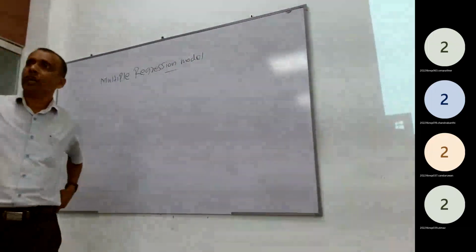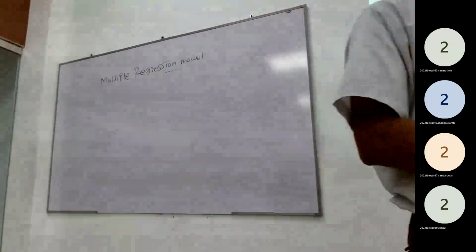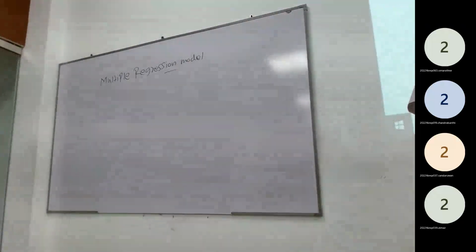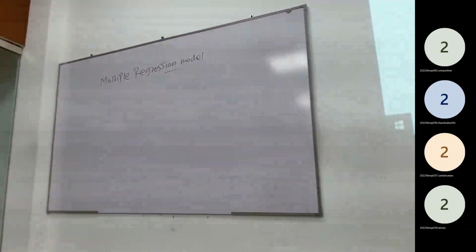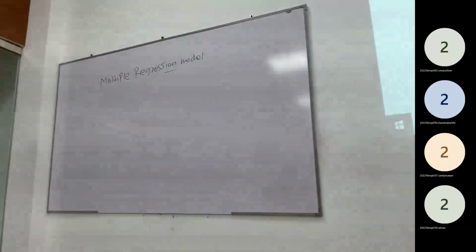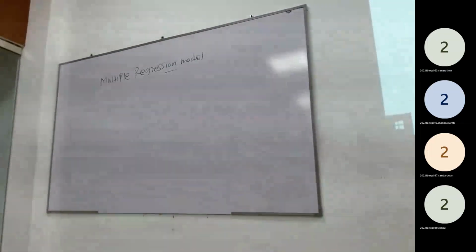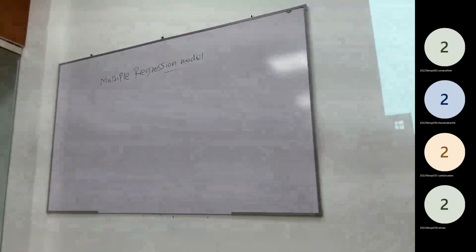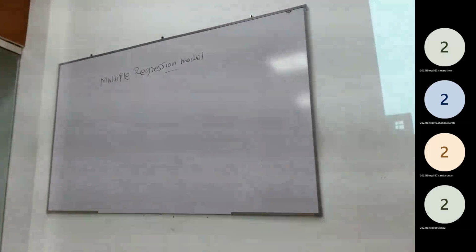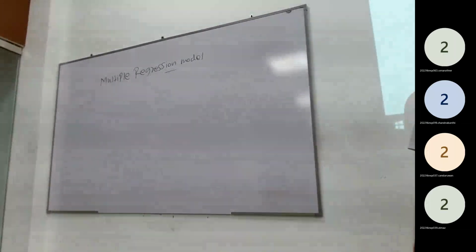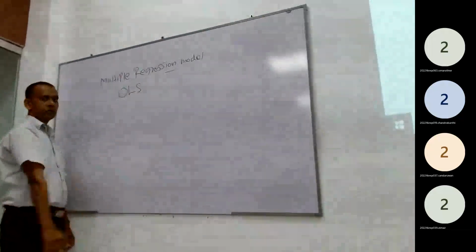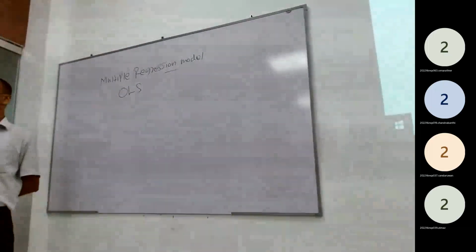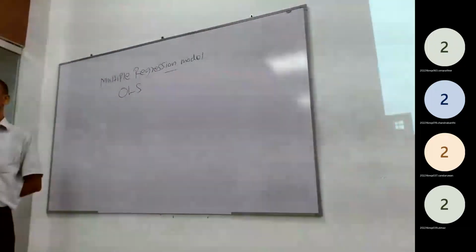We have to calculate the intercept and the individual beta values, the slope, the individual beta values of each independent variable, using the ordinary least square method, OLS, the same method. Using the ordinary least square method, the model is constructed.